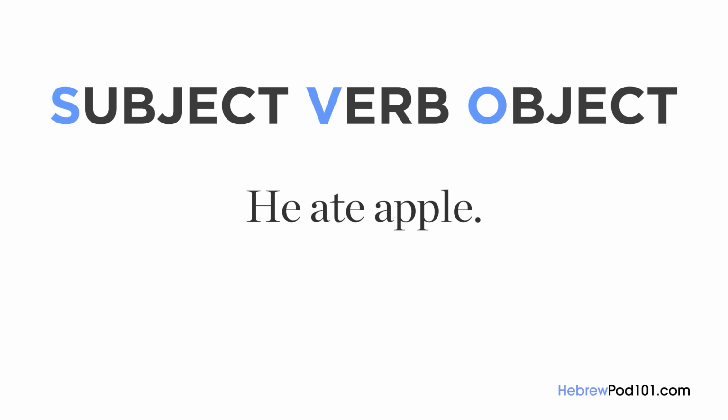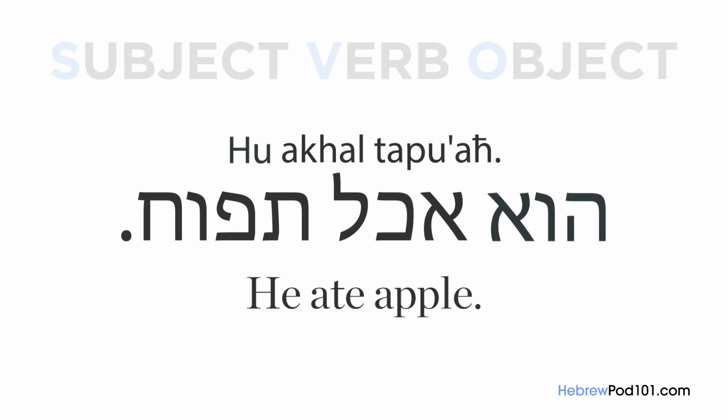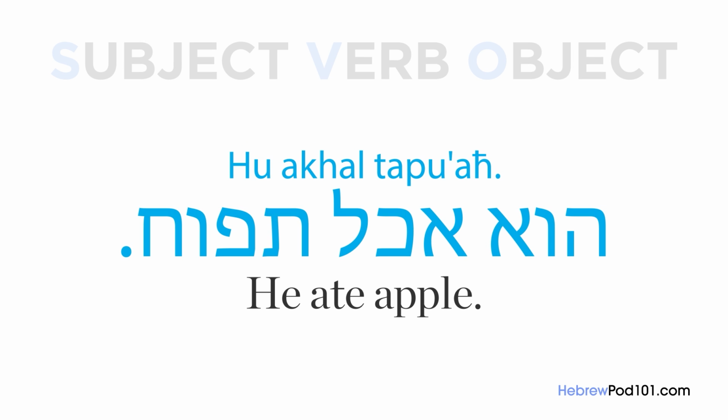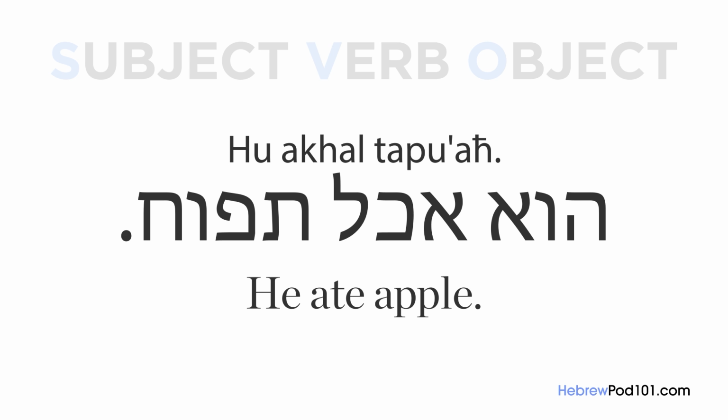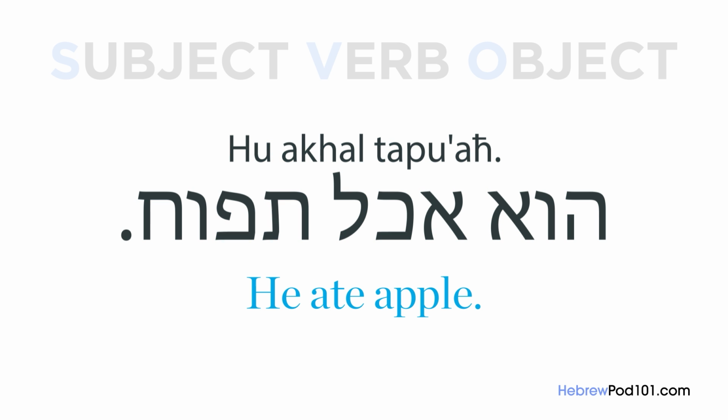Now let's compare that same sentence, He ate an apple, in Hebrew. Hu achal tapuach. In Hebrew, you only need an article for definite articles. Here we have only an indefinite article, so we don't need a word like a or an.